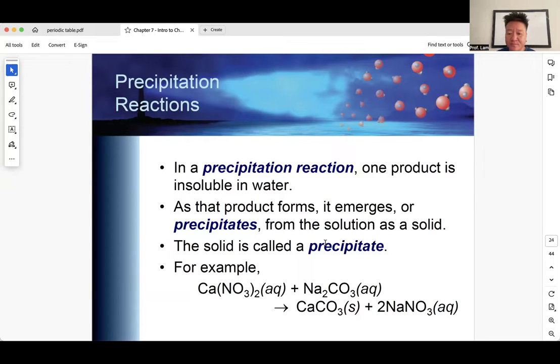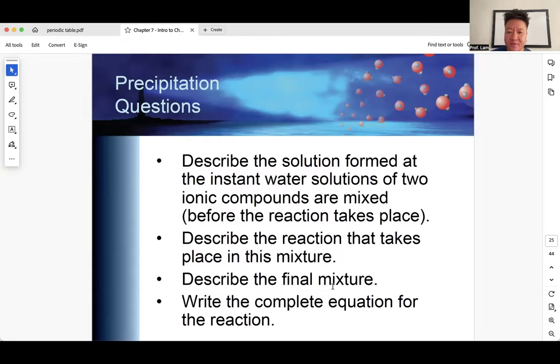One example here is if you take calcium nitrate, aqueous, so it's dissolved, and another solution of sodium carbonate, aqueous, which also means it's dissolved. What happens is you form calcium carbonate, and this is going to come out as a white precipitate. The other product is sodium nitrate, and that one's still soluble. So really, it's going to look like two completely soluble solutions, and all of a sudden a solid comes out. It's kind of cool.